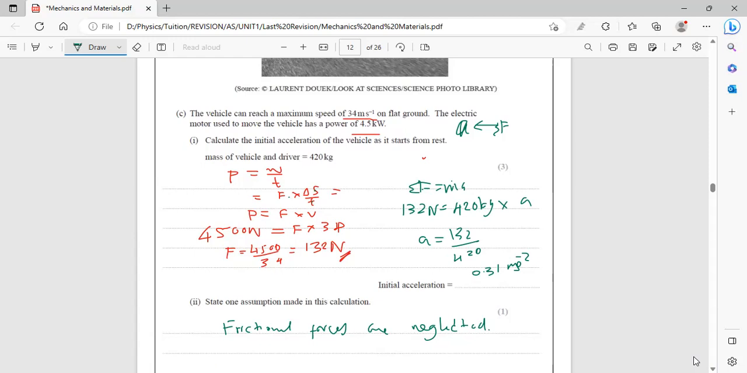So how can you assume there's an acceleration when it has to be accelerated? No. Initially, it has to be accelerated. Otherwise, how can you reach that speed? Can you reach a speed without acceleration? Can you? No, you can't.